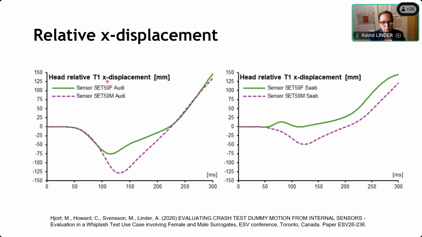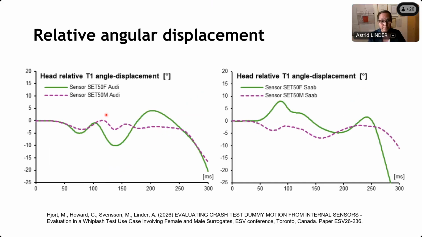Here, when we have the horizontal displacement, the peak values for the male are larger for both the Audi and the sub seat. And looking at the angular displacement, the males are the dotted line, and the females are the green line. Here you see the opposite of the previous slide. The peak value for the female is larger, just as an example.